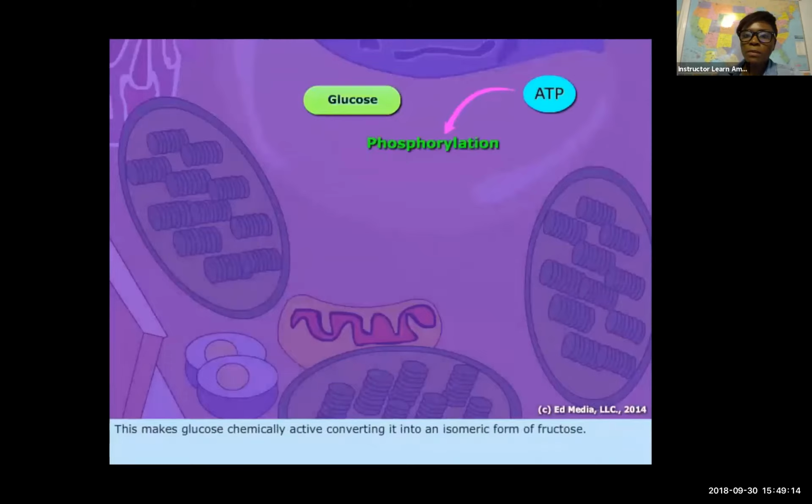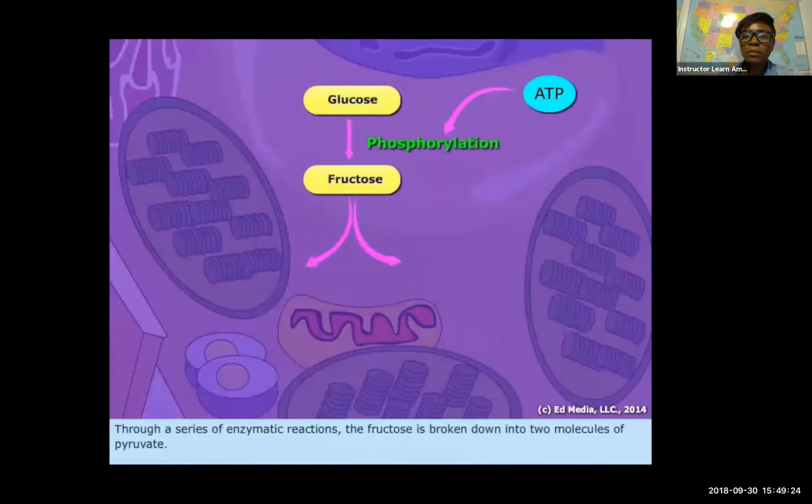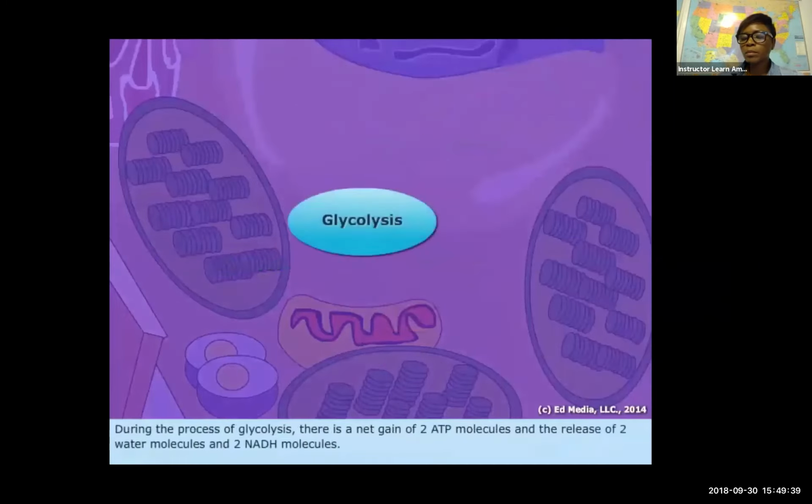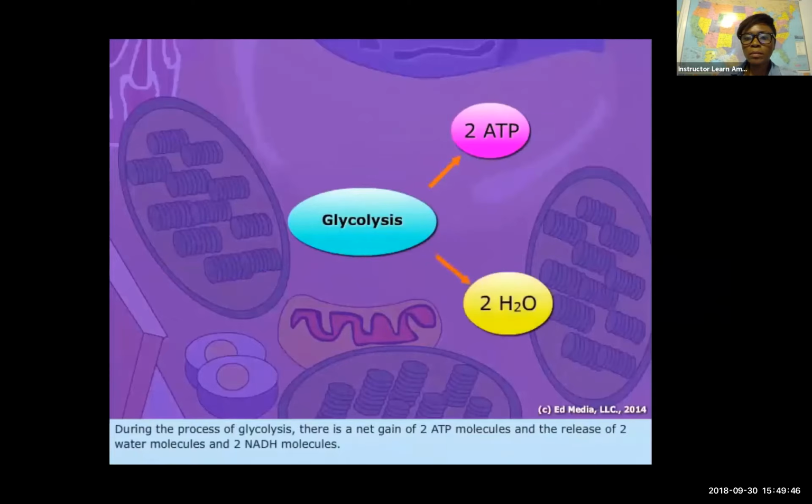This makes glucose chemically active, converting it into an isomeric form of fructose. Through a series of enzymatic reactions, the fructose is broken down into 2 molecules of pyruvate. After several enzymatic processes, pyruvate is ready for the next stage of reactions. During the process of glycolysis, there is a net gain of 2 ATP molecules and the release of 2 water molecules and 2 NADH molecules.